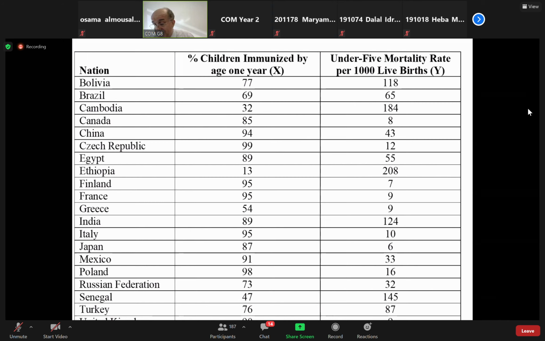Is that clear? Yes or no? She's saying yes. Okay, good. Speak up, don't worry about it. So we cannot make a judgment about causation unless we study the situation very, very thoroughly.